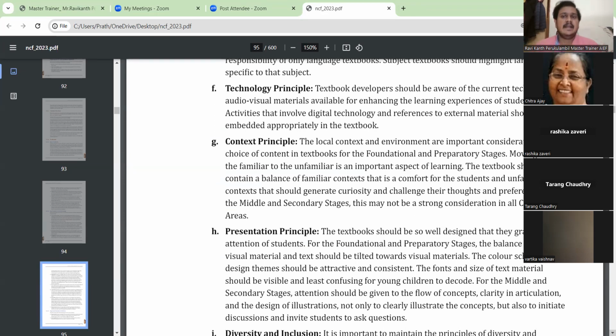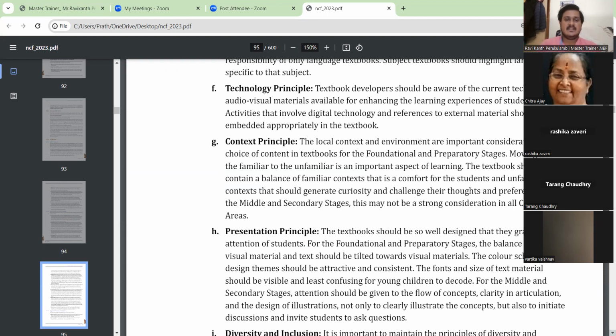Technology principle. Textbook developers should be aware of the current technology and audiovisual material available for enhancing the learning experience of students. Activities that involve digital technology and reference to external material should be embedded appropriately in the textbook. So proper technology can also be used in the textbook. Wherever it is needed, we can give QR codes. Okay, audio-visual material has to be given so that children learn with audio and visual. There are children who learn with audio and visual things as well, isn't it?